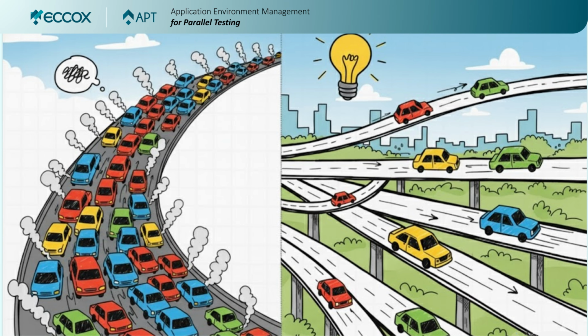Here's the kicker. What if every team had its own express lane? A private track with zero congestion. That's exactly what Eccox APT delivers with its test tracks, fully isolated environments that teams can create and manage self-service, autonomous, fast, and without waiting on anyone.